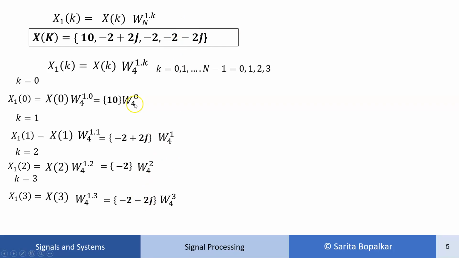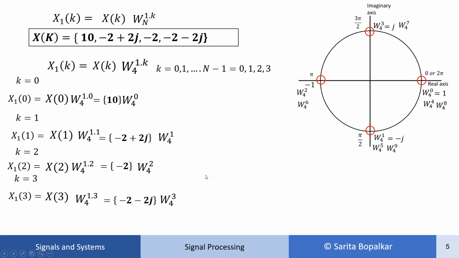Now to find W4 0, W4 1, W4 2, W4 3, refer to the phasor diagram. We already know this. W4 0 is 1, so this 10 into 1 becomes 10. Then W4 1 is minus j, so this term gets multiplied with minus j. Minus 2 times minus j is plus 2j, and plus 2j into minus j is minus 2j square. J square is minus 1. That's why it becomes 2j plus 2.